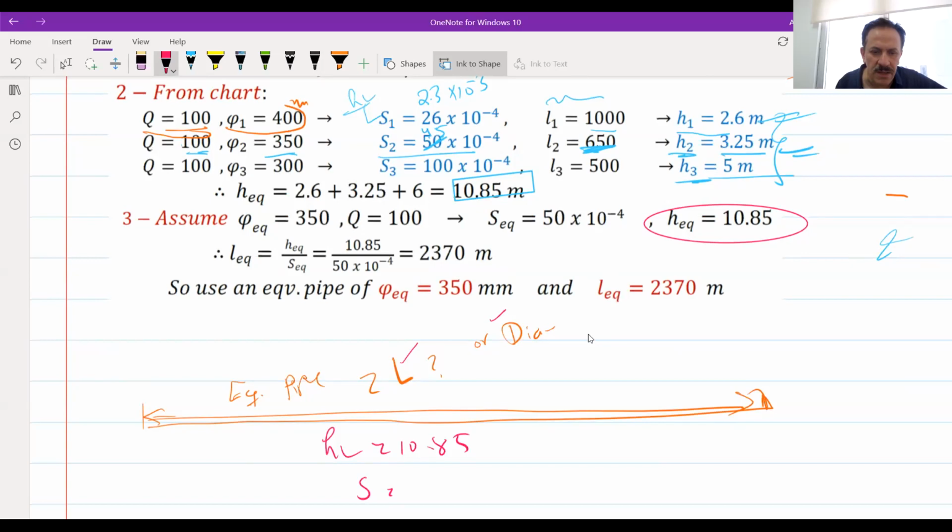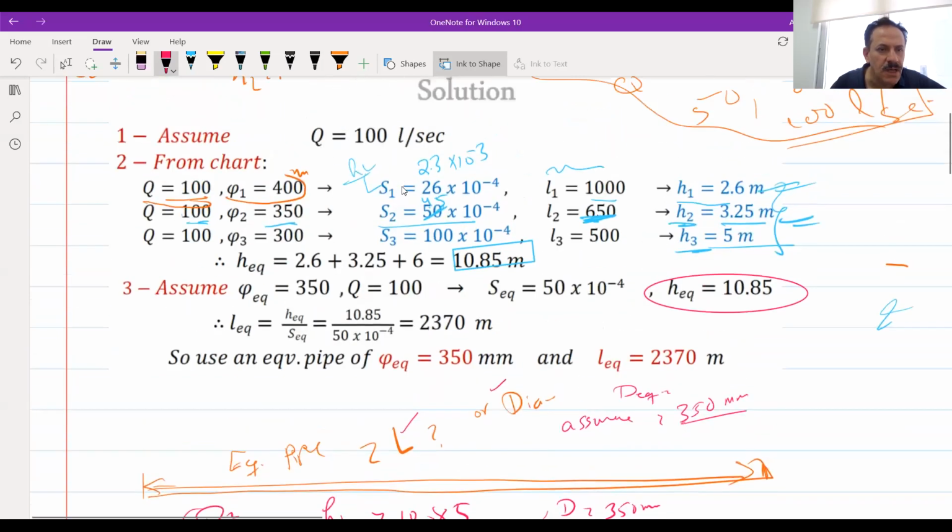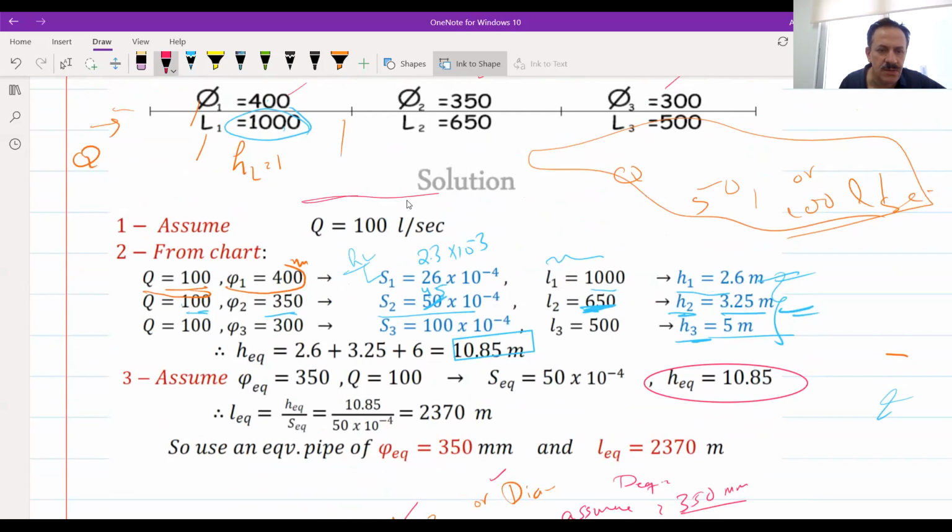you like. For my case, I will assume for the new pipe, let me say I will unify all of the pipes together. I will use 350 millimeters. This is the equivalent pipe diameter. So I have the diameter equal to 350 millimeters. What is left for me? I have the Q. The Q is equal to the whole Q of this pipe. Where's the whole Q? The whole Q is 100. I assume that the whole Q is 100.